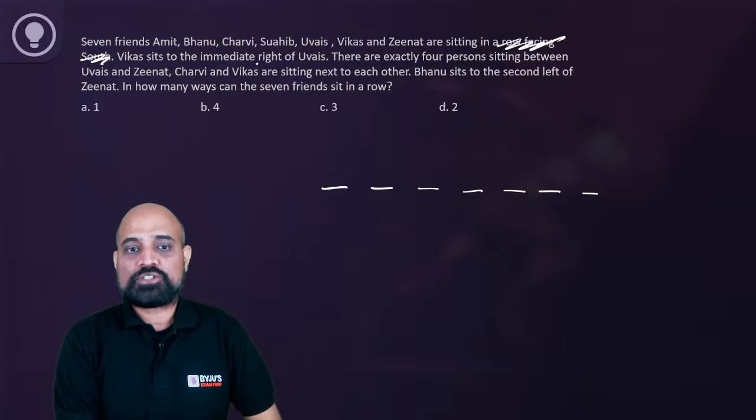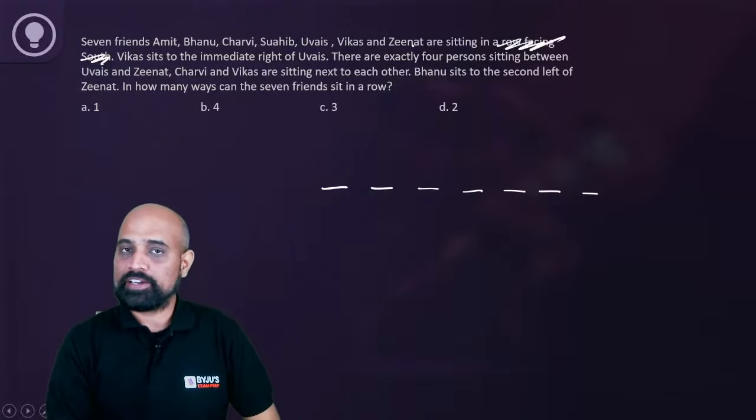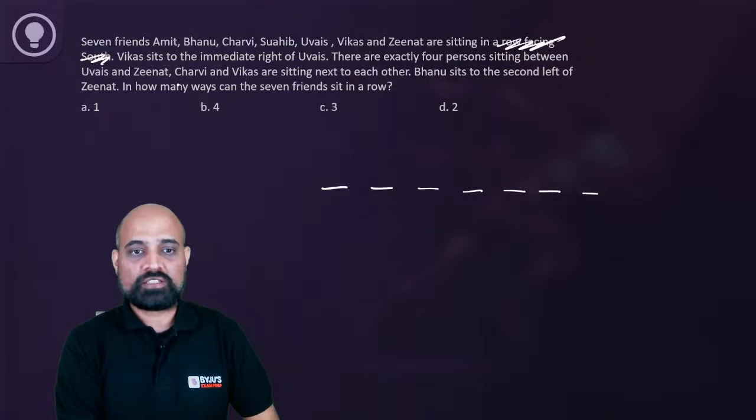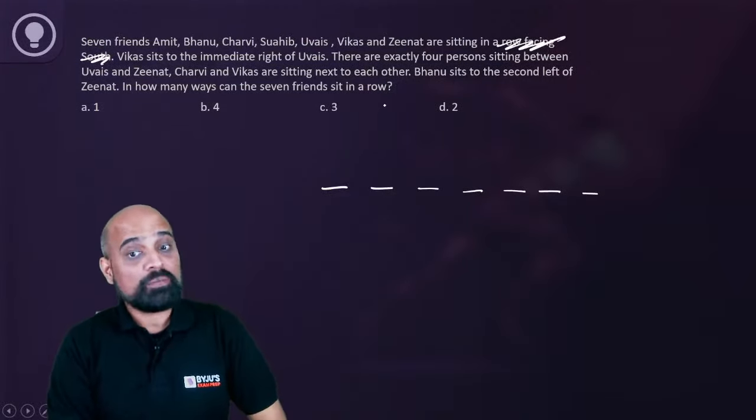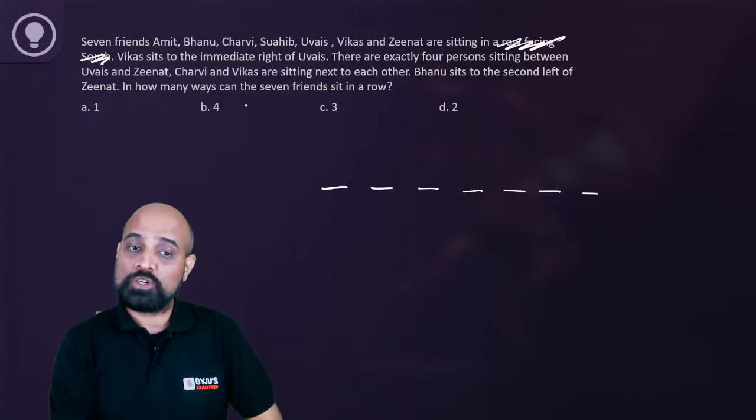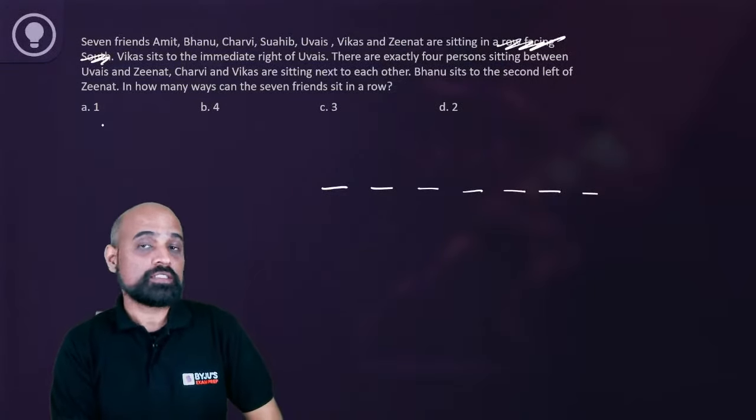Now Vikas sits to the immediate right of Uves. No idea where to put. There are exactly 4 people sitting between Uves and Zinat. No idea. Charvi and Vikas are sitting next to each other. No idea. Bhanu sits second to the left of Zinat. No idea. How many ways can these 7 friends sit in a row? We'll have to apply an idea. In the worst possible case, there are going to be 4 possibilities. Best possible case will be just one.